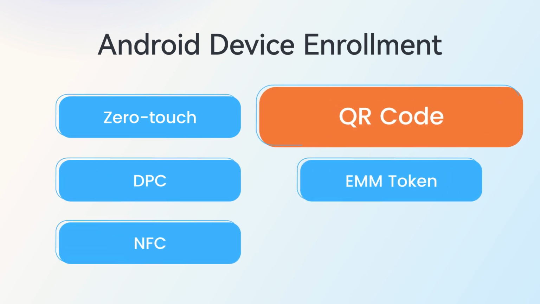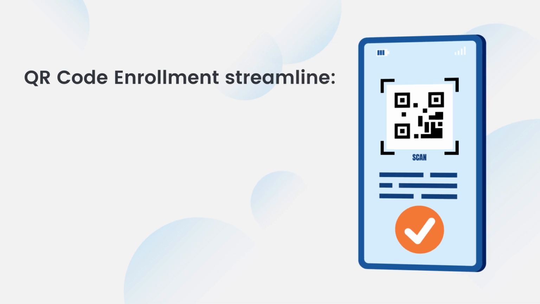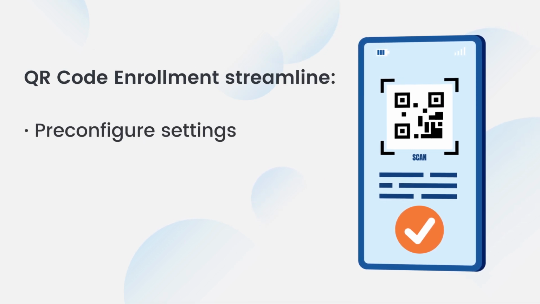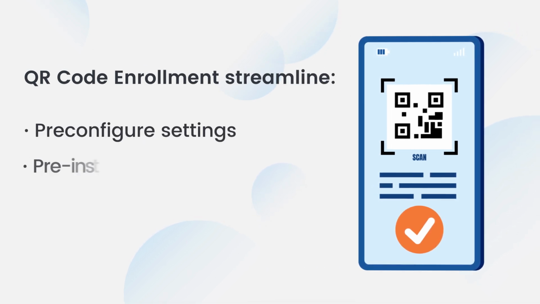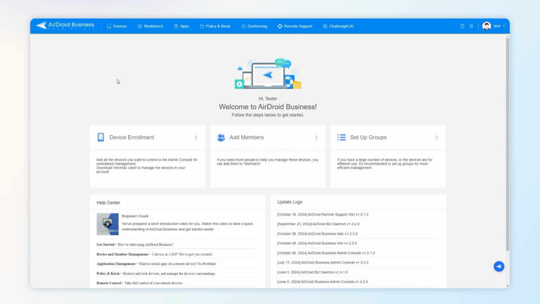QR code enrollment is the most commonly used one. This video is your ultimate guide to Android QR code enrollment. During the enrollment process, the QR code can be used to pre-configure device settings, pre-install apps, and group devices automatically. Now, let's dive into how to use QR code enrollment in Android MDM.